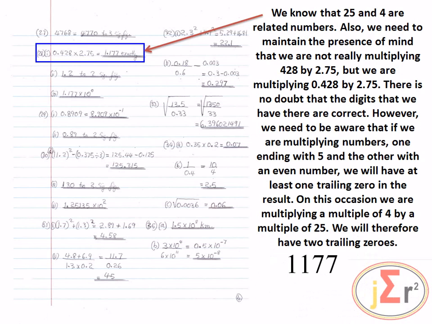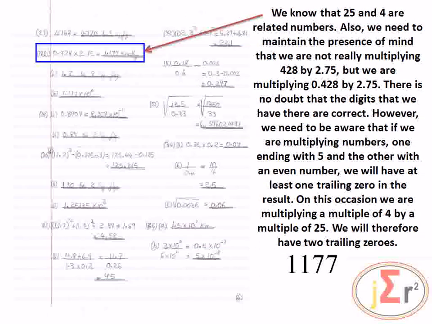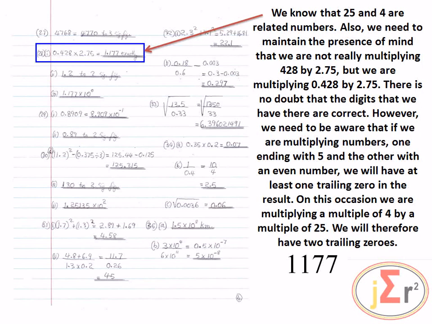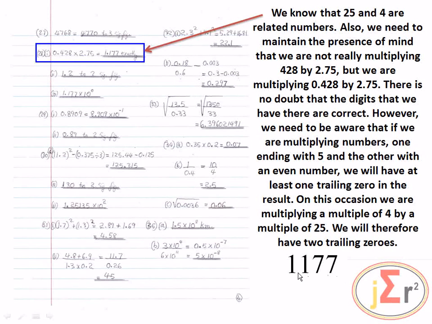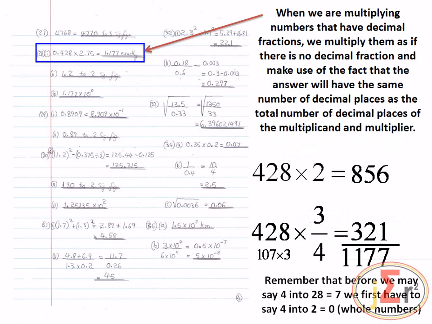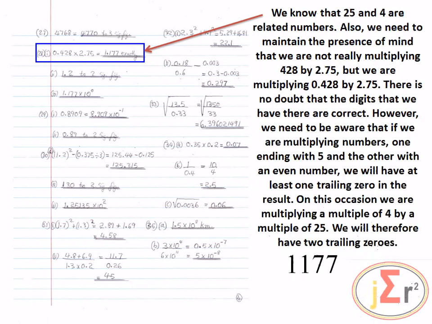Also, we need to maintain the presence of mind that we are not really multiplying 428 by 2.75, but we are actually multiplying 0.428 by 2.75. There is no doubt that the digits that we have here are correct, and these are the digits that we are just transferring from the previous slide.